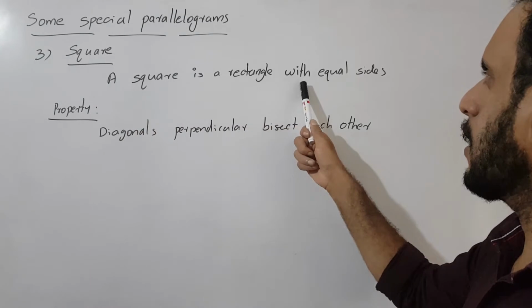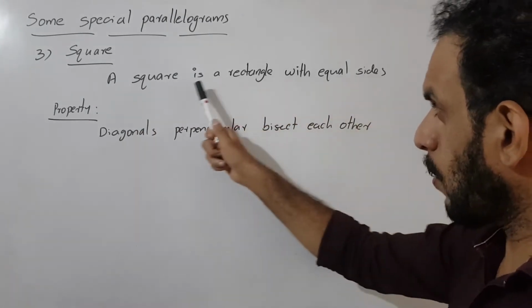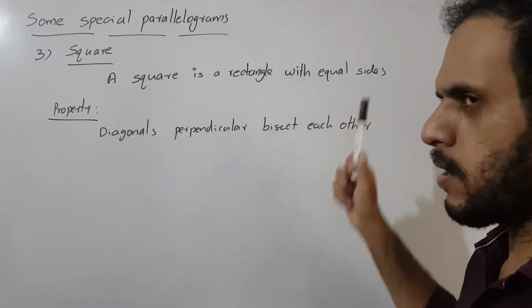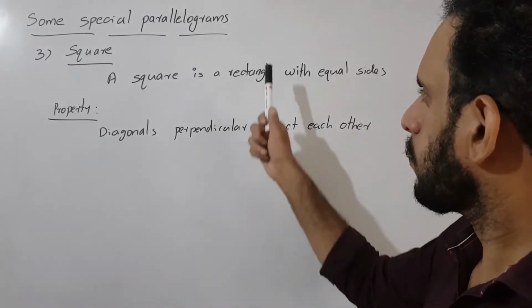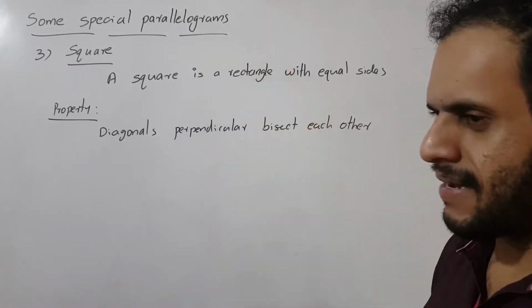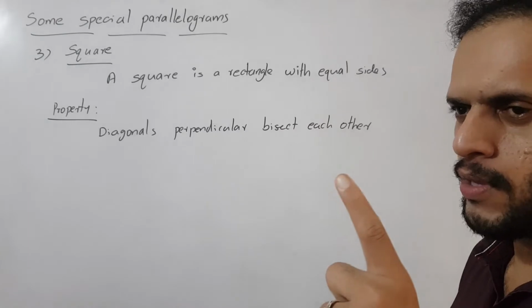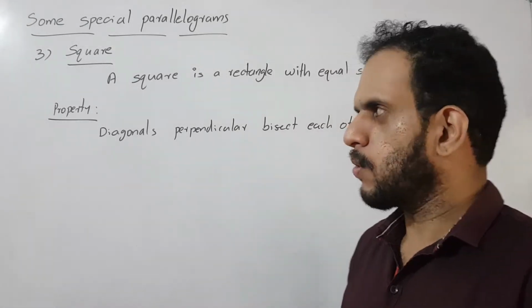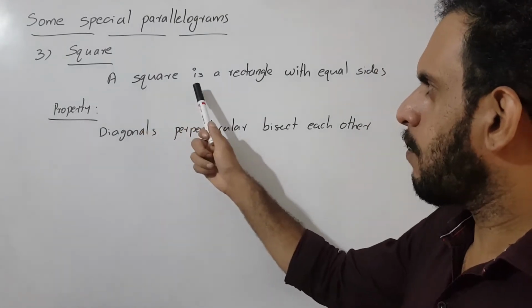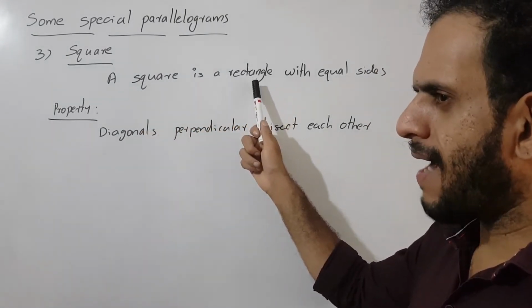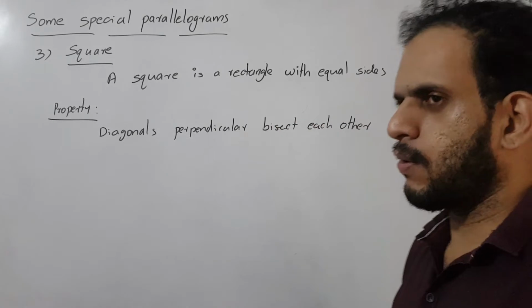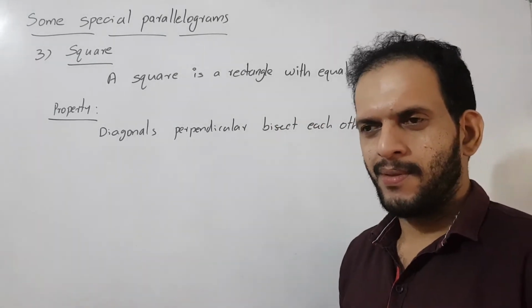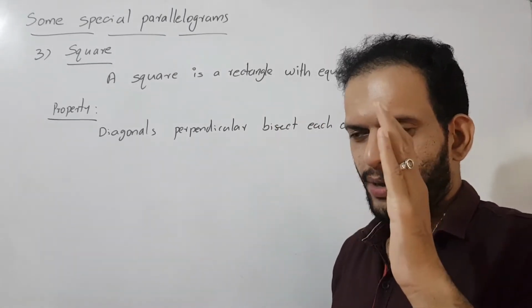What is a square? A square is a rectangle with equal sides. Listen carefully. What is a rectangle? A rectangle is a parallelogram with all angles equal. So a square is a parallelogram with all angles and all sides equal.